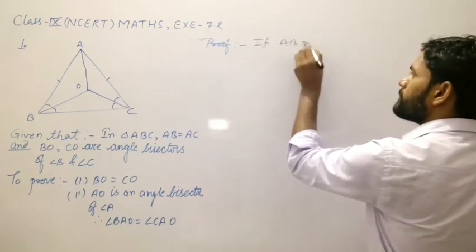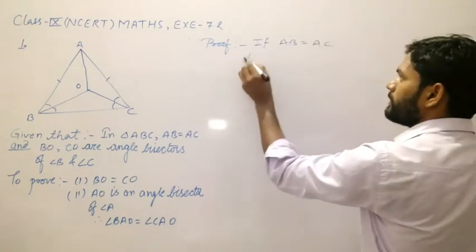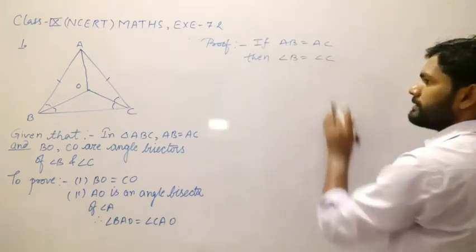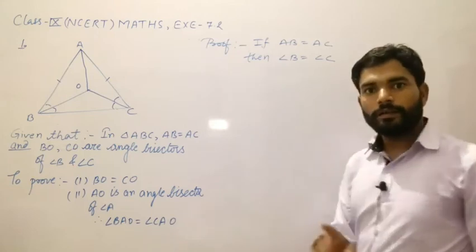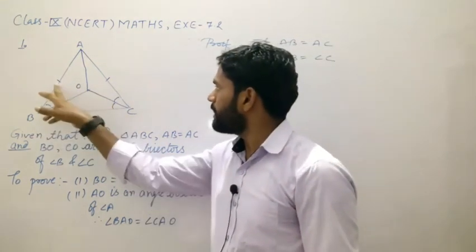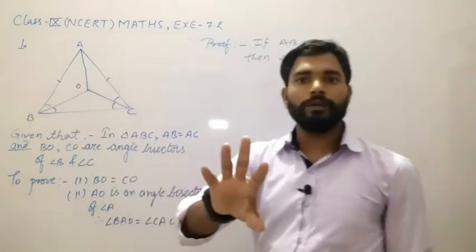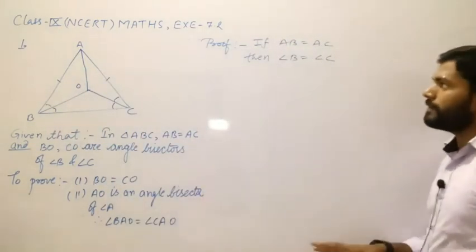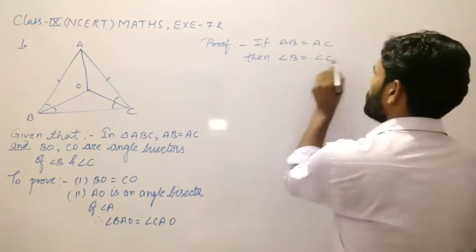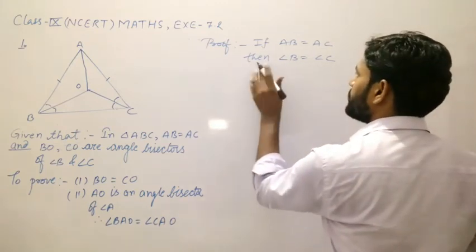If AB is equals to AC, then angle B is equals to angle C. Got it? Angle B is equals to angle C. Opposite angle of the equal sides will be equal to each other. So from here we have mentioned one thing, angle B is equals to angle C. Now I am dividing this equation by 2.